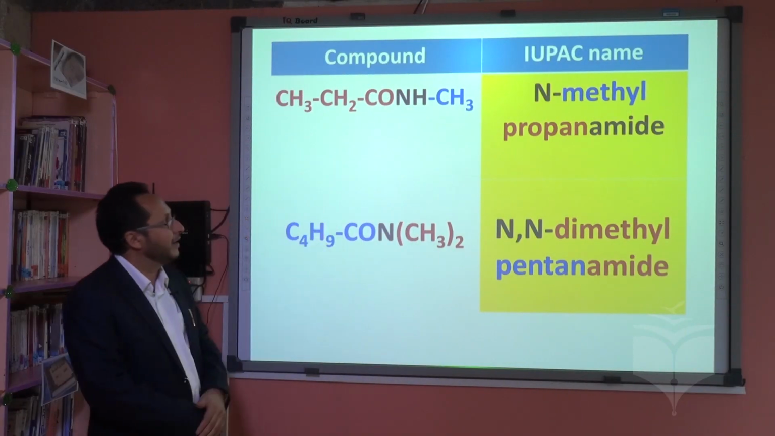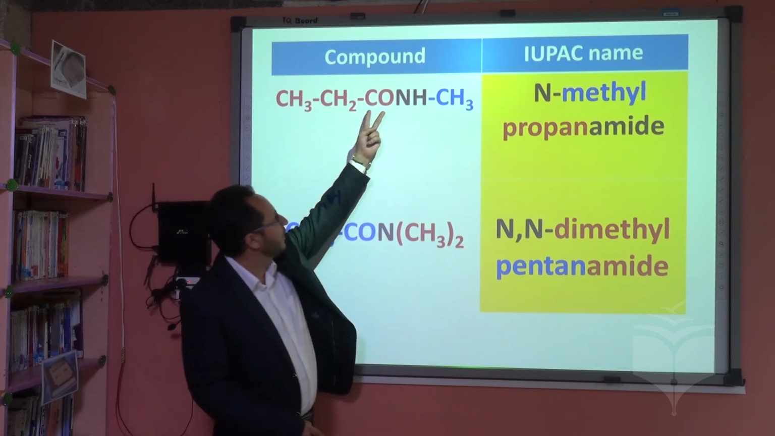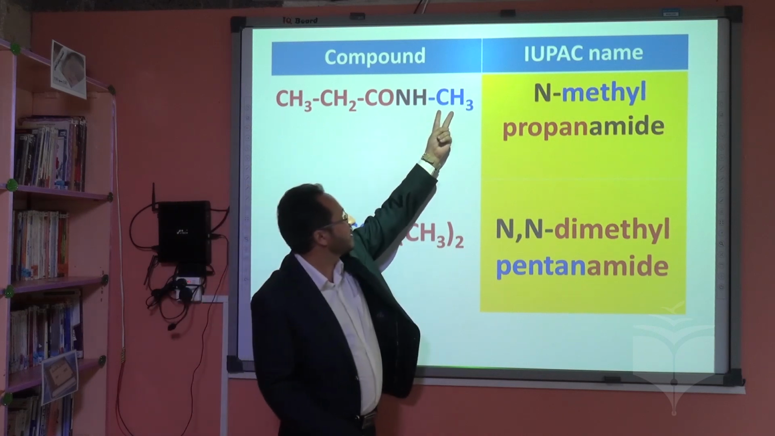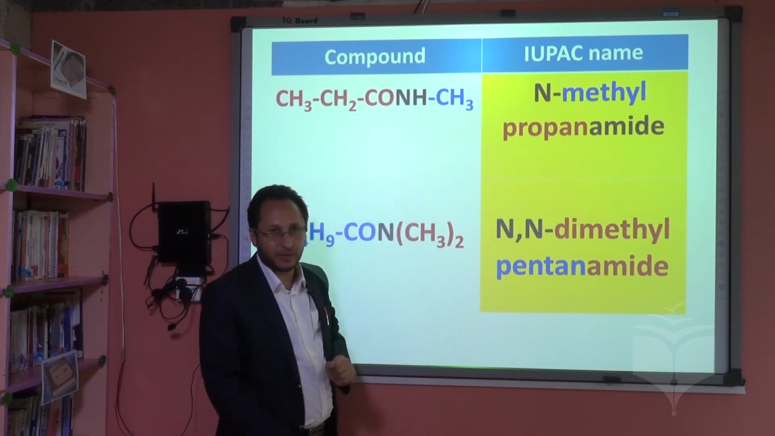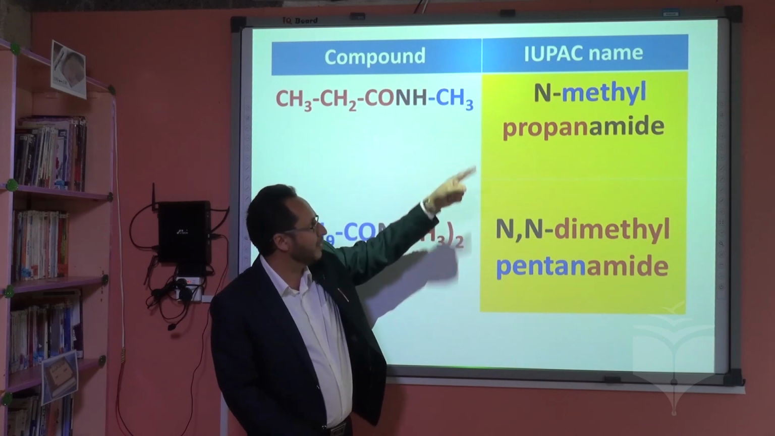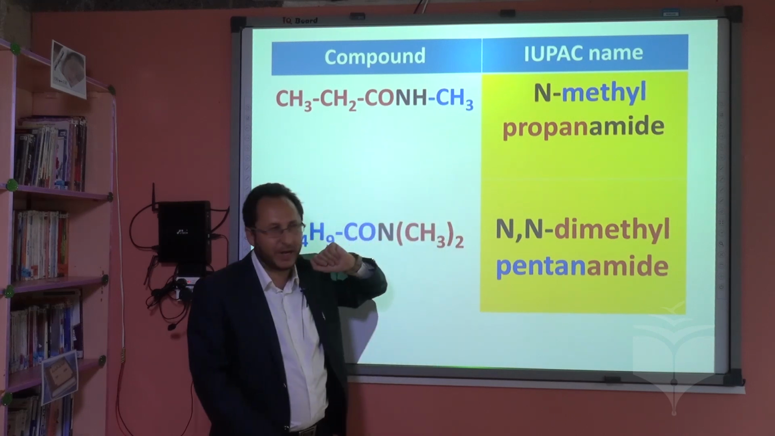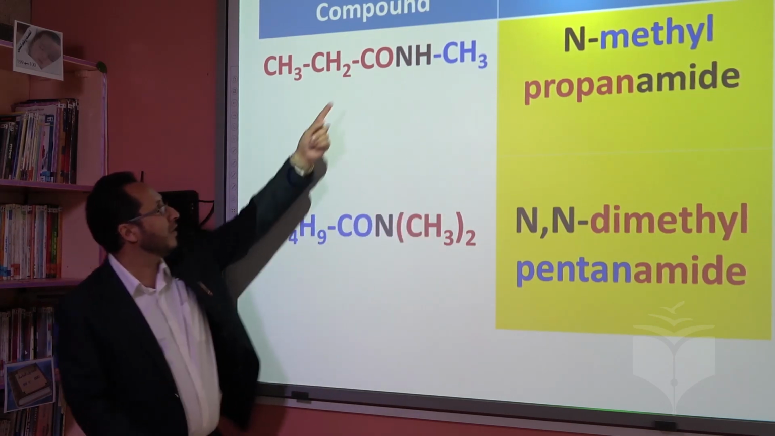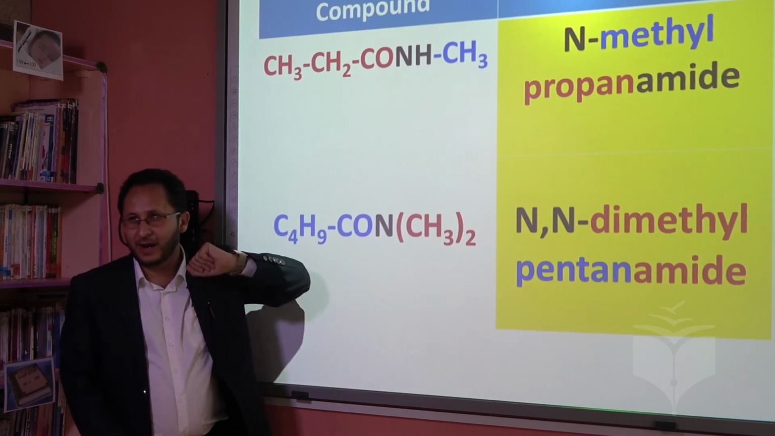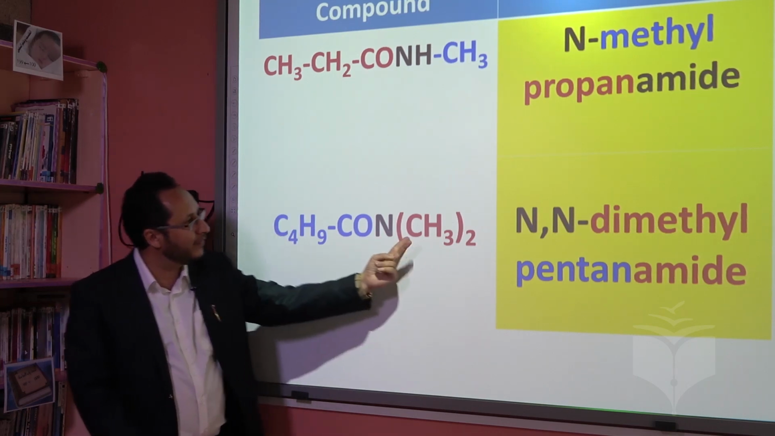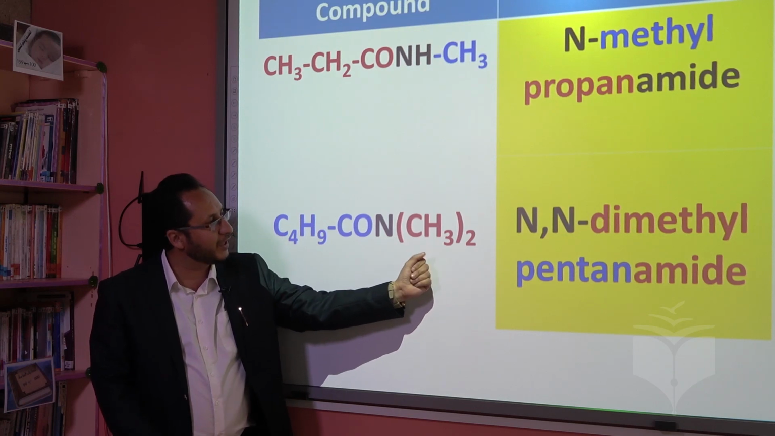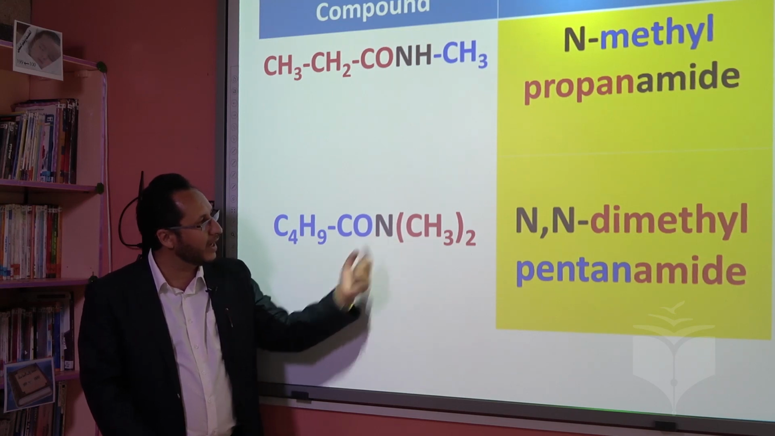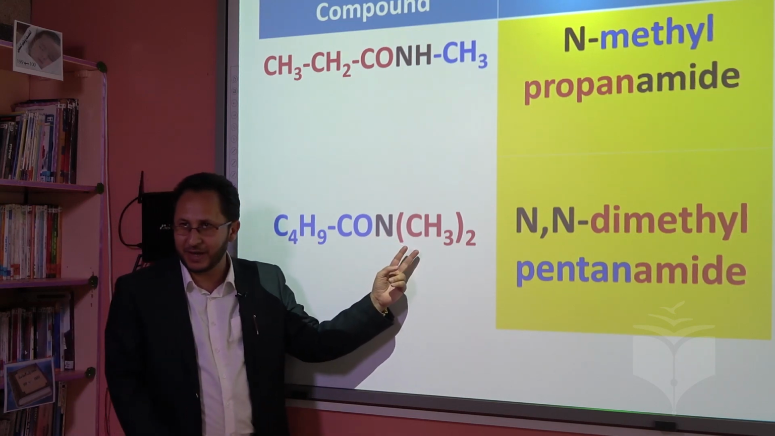Here we have another example. Look, here we have a monosubstituted amide. In this case, this CH3 is attached to the nitrogen atom, so you have to write it as N-methyl, because you have 1 carbon atom attached to the nitrogen atom. So it's N-methyl, and the longest chain here is propanamide. Here we have 2 CH3, we have di-CH3 as branches on the nitrogen atom. So it is a disubstituted amide here.